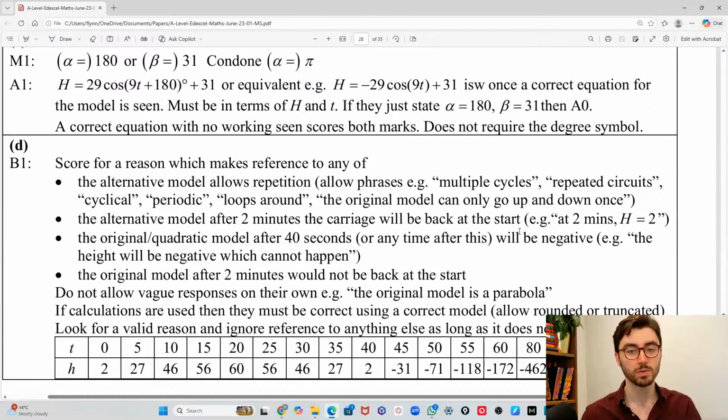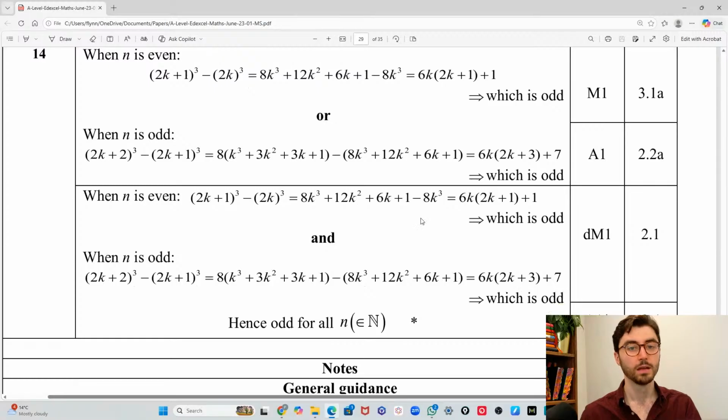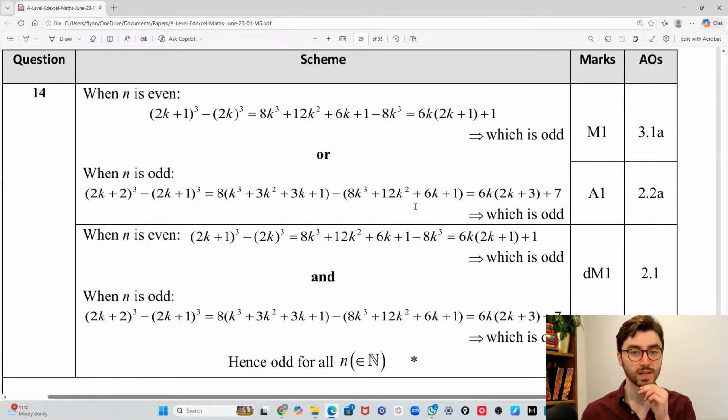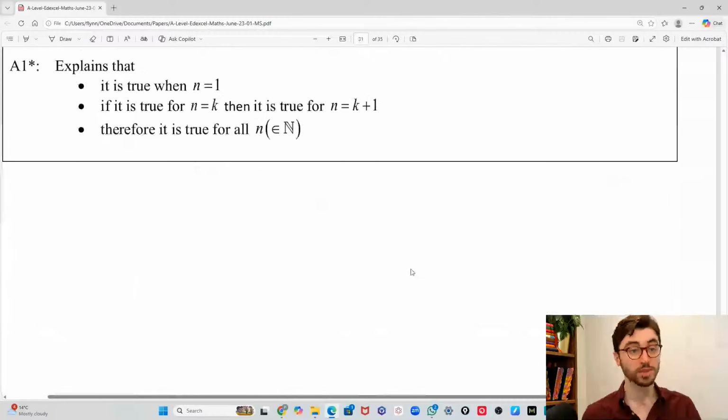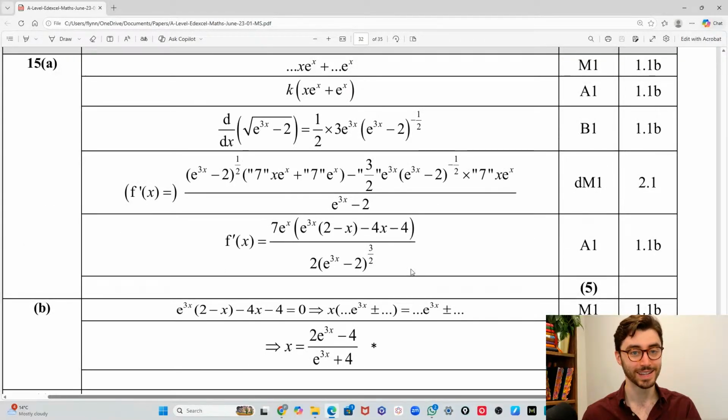Yeah, so original model would be negative at the time. Yeah, so I got that it would be. Yeah, that's fine. So when n is even, you do it for n equals even, n equals odd. And it doesn't really matter which one you get, so it's odd for all n. I got that. For this monstrosity, I want to see their mark scheme. I want to see what they did.